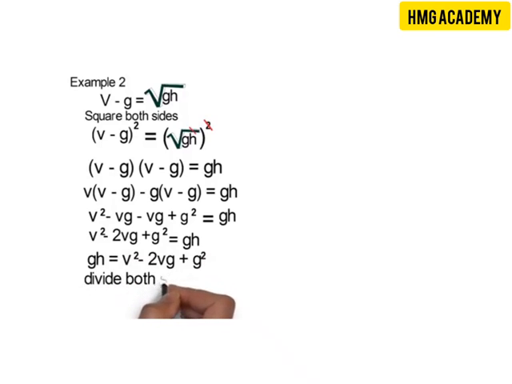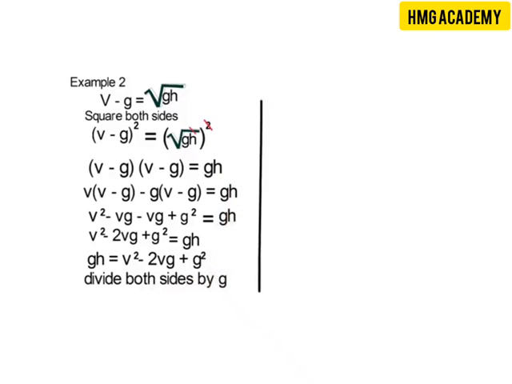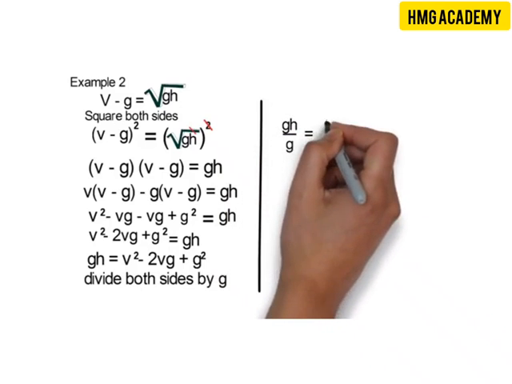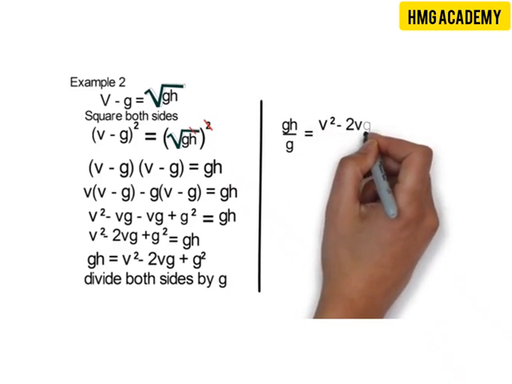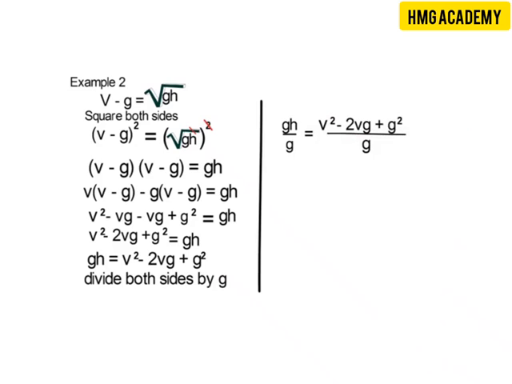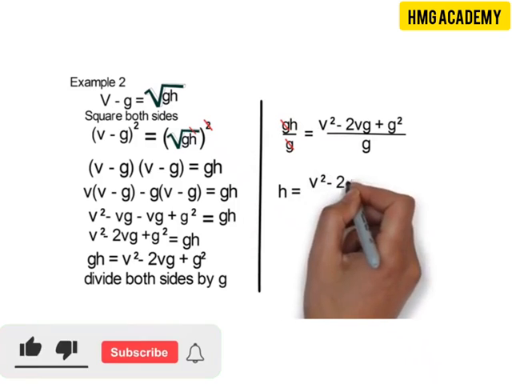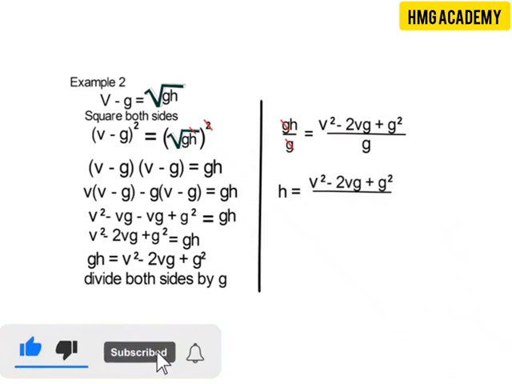So what do we do here? We divide both sides by g, since we are making h the subject of formula. So I have gh over g equals v squared minus 2vg plus g squared all over g. So g cancels g here, so I have h equals v squared minus 2vg plus g squared all over g.